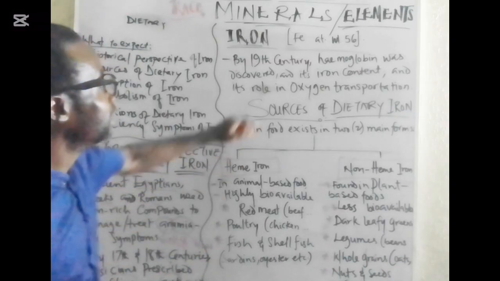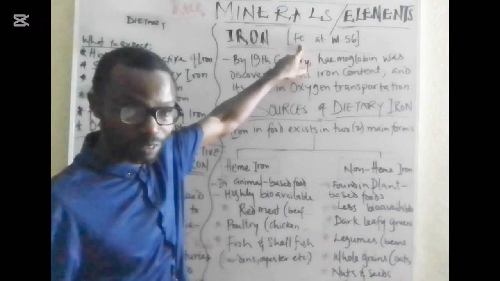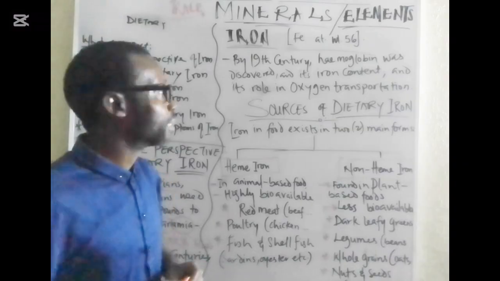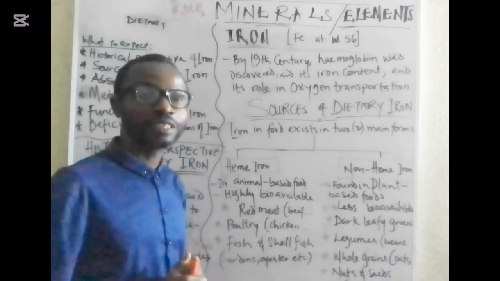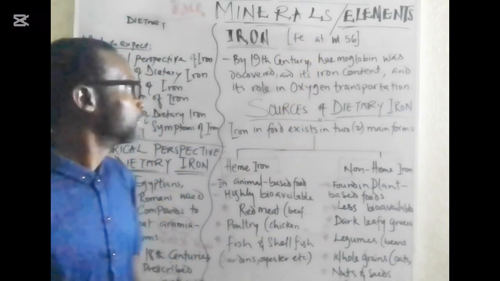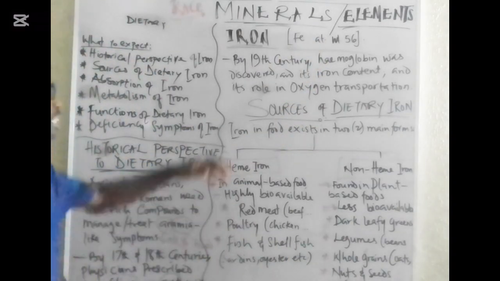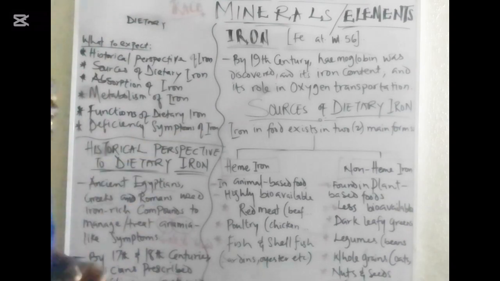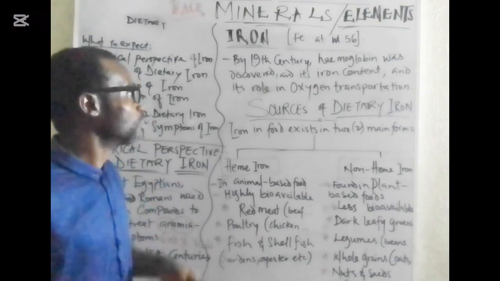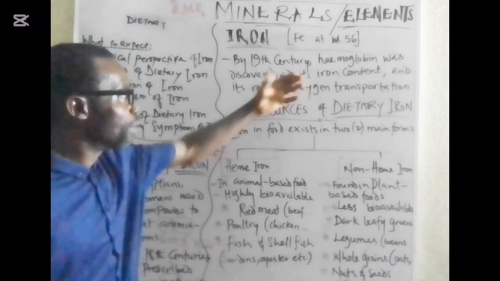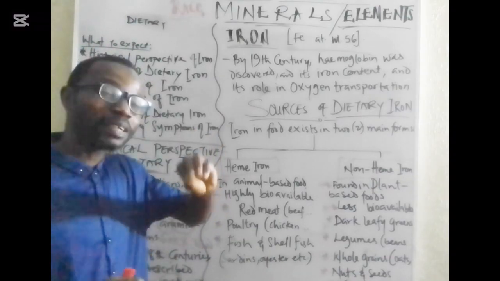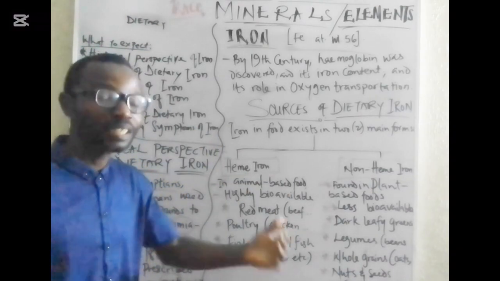Now let's come back here. In chemistry, iron is represented with Fe, meaning ferrum. The atomic weight of iron in the periodic table, for those who are familiar with chemistry, is 56. Now, coming back again to the history, by the 19th century, hemoglobin, which is the oxygen carrying component of the blood, was discovered. It was discovered that hemoglobin carried oxygen all through the body.